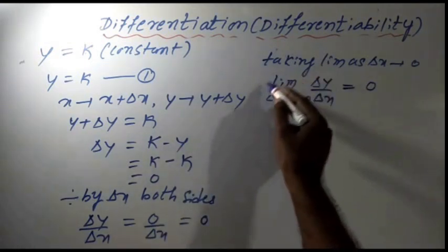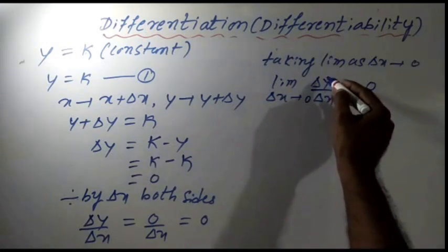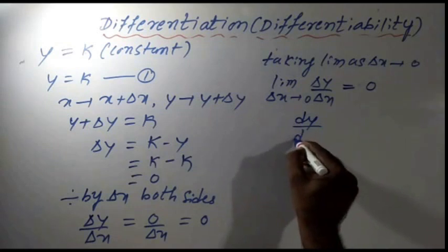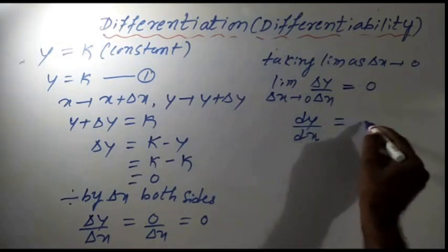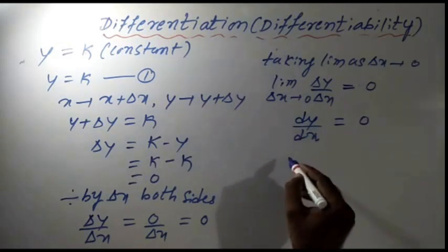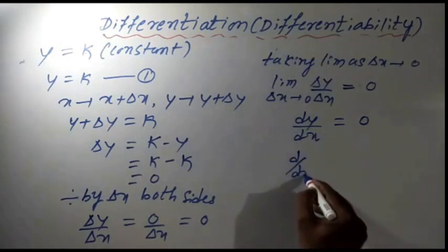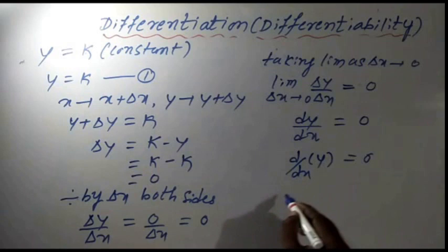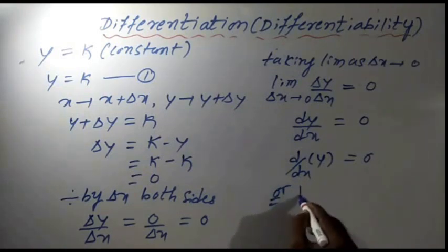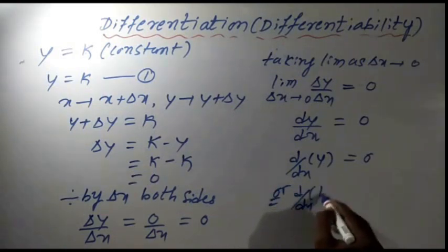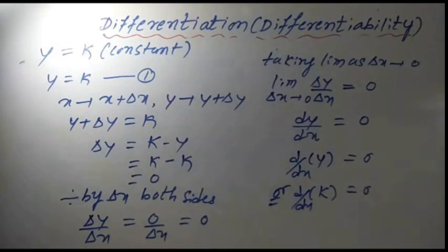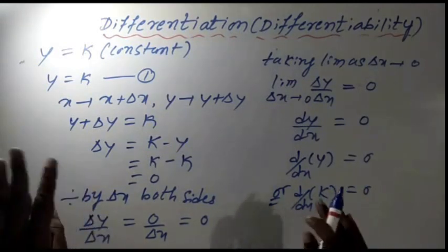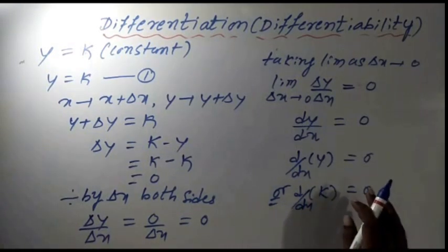Already we know that limit as delta x tends to 0, delta y by delta x is equal to dy by dx is equal to 0, or d by dx of y is equal to 0, or d by dx of k is equal to 0. It means the derivative of any constant is equal to 0.